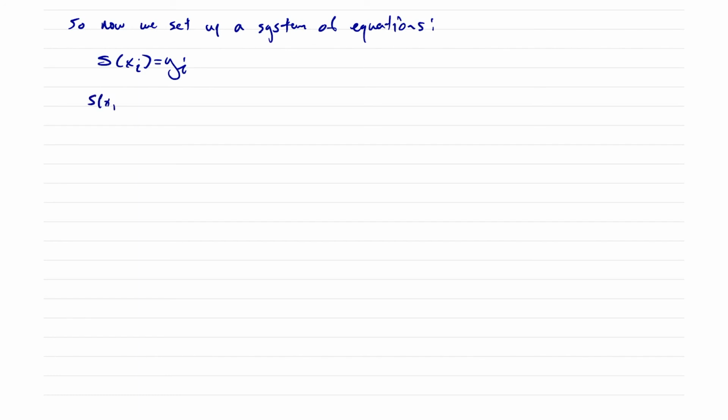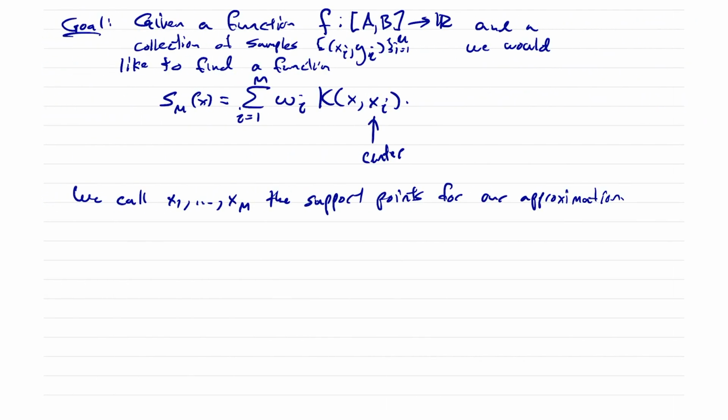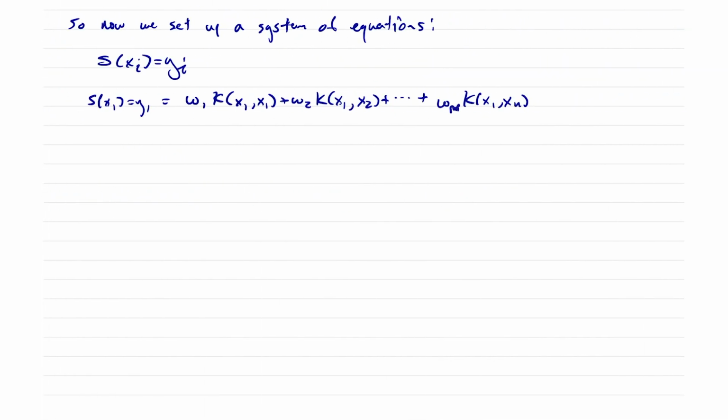In particular, we want s of x1 to be equal to y1, and s is supposed to be w1 times k of x1 comma x1 plus w2 k of x1 x2, just evaluating all these at x1, and keep that going all the way up until we get to wm k of x1 xm, capital M. Right, so that's the first one.